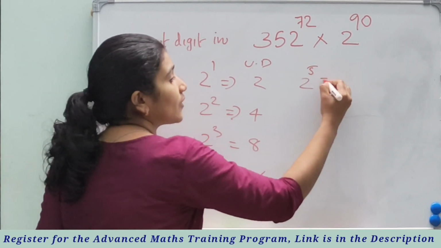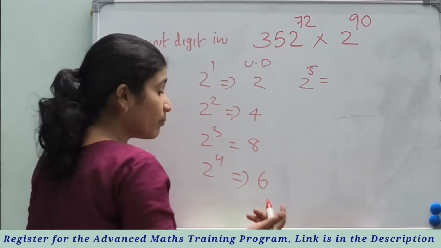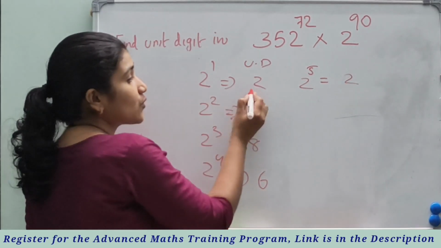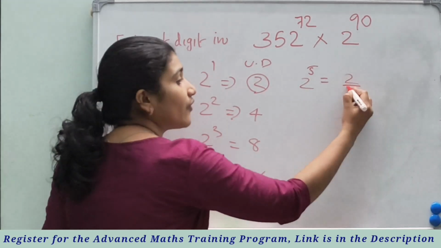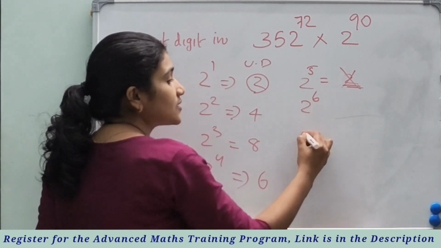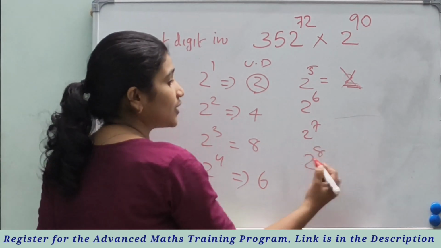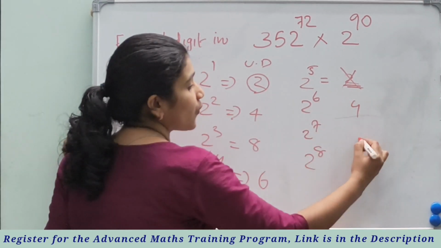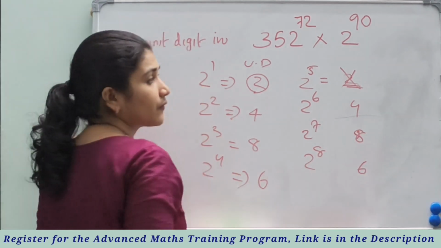Again 2 raised to 5. We already know it is 32. But here 6 into 2, 12. So 2 is the unit digit. So we started with 2. Now we have again 2, which means we can stop here. Because 2 raised to 6, 2 raised to 7 and 2 raised to 8, if you write the unit digit of these, this will be 2, 4, 8, 6.